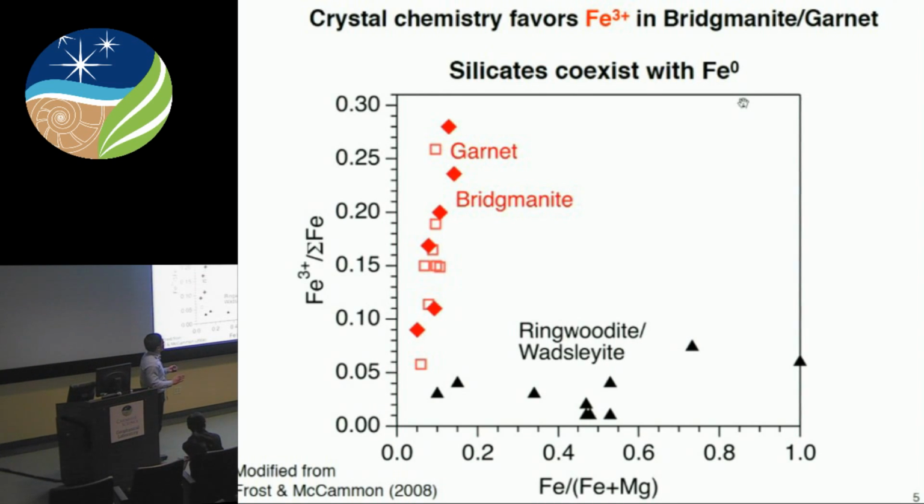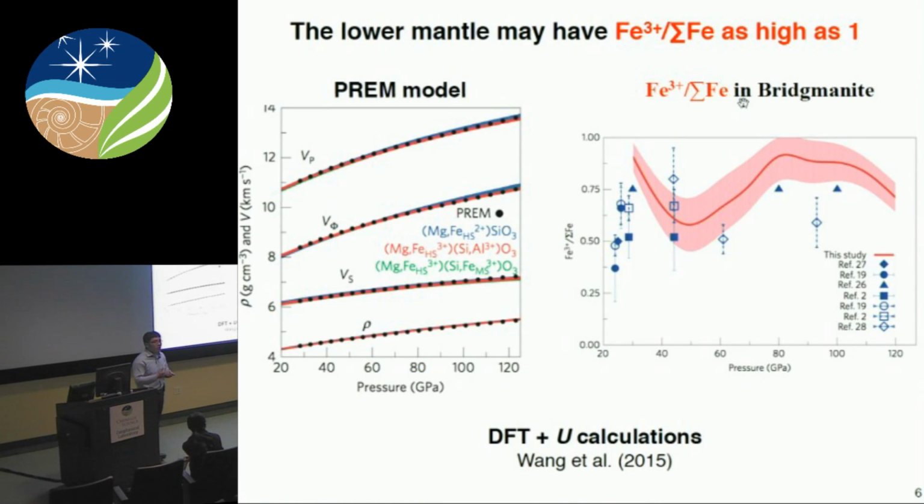The first evidence supporting this argument is from high pressure experiments, where people find that when bridgmanite and garnet coexist with metallic iron, their Fe3+ can still be very high. In contrast, the transition zone minerals, ringwoodite and wadsleyite, can both only incorporate a limited amount of Fe3+.